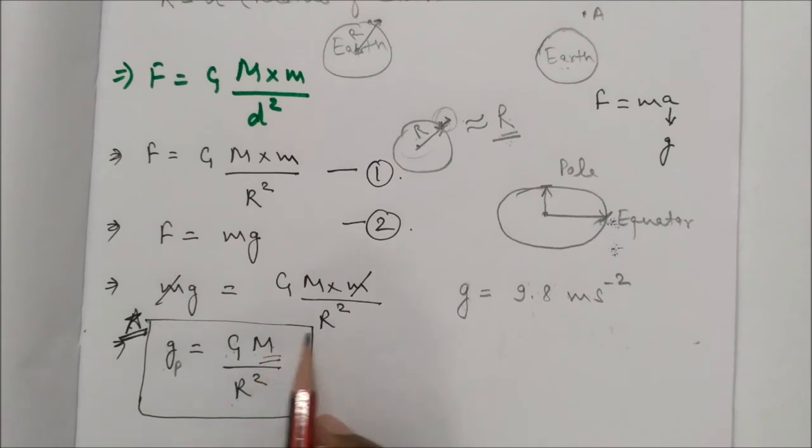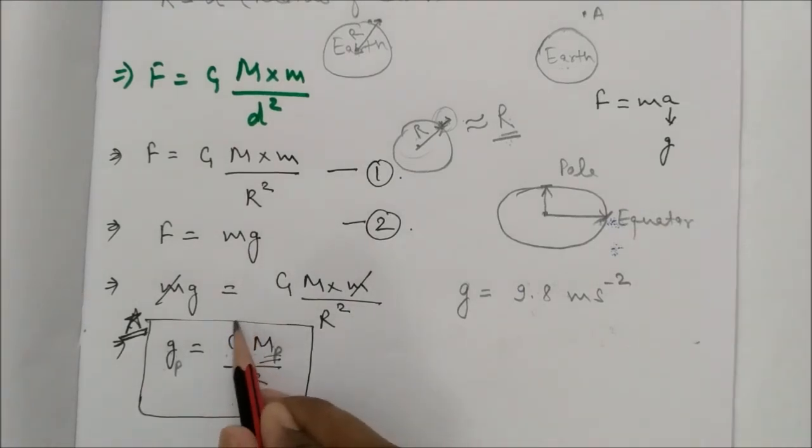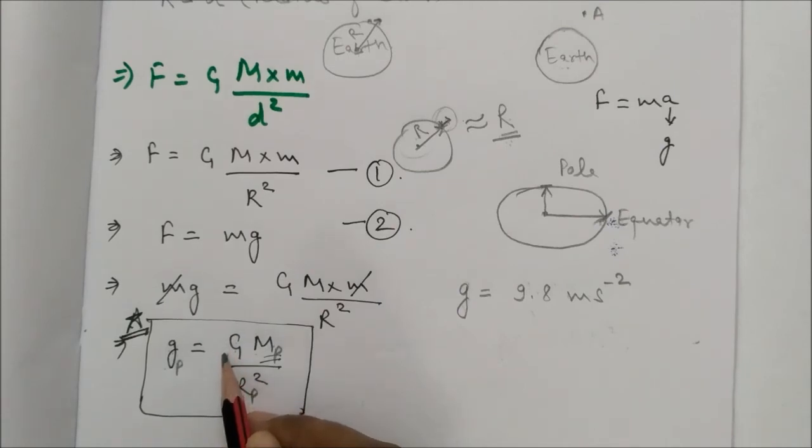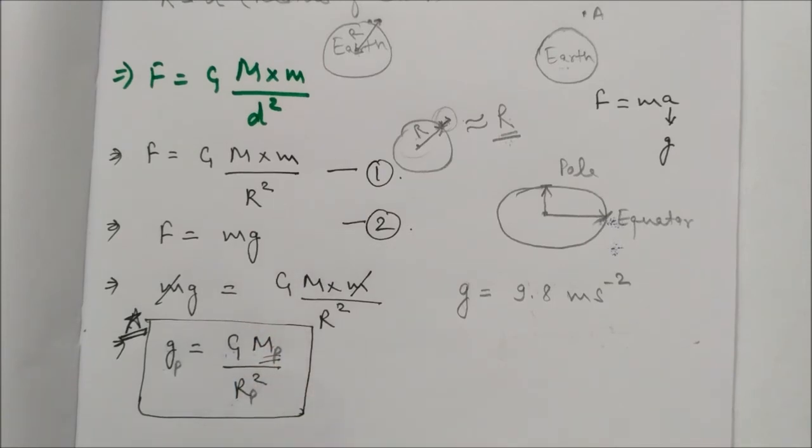Here we will take the mass of that planet and the radius of that planet. We know that the universal gravitational constant is fixed. It has a fixed value, so it will not change anywhere in the entire universe. Only the corresponding mass and radius of that planet will be taken when we consider the acceleration due to gravity of that particular planet. So it is valid for other planets as well.